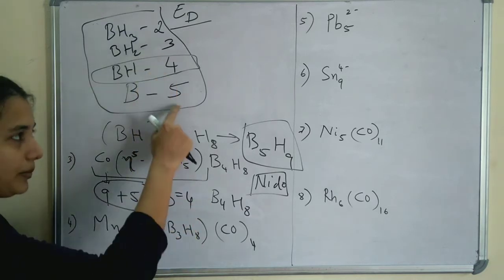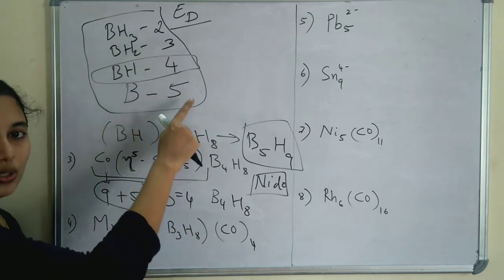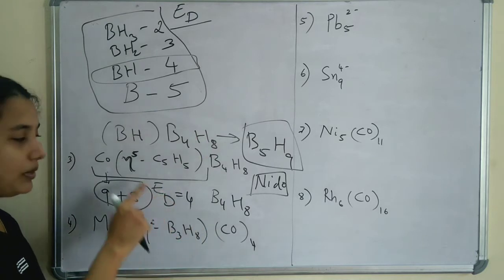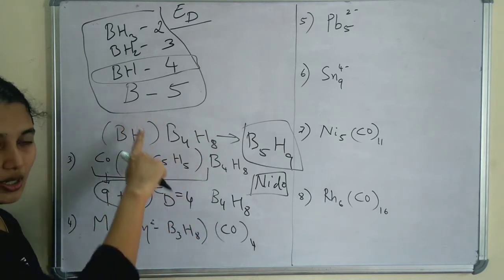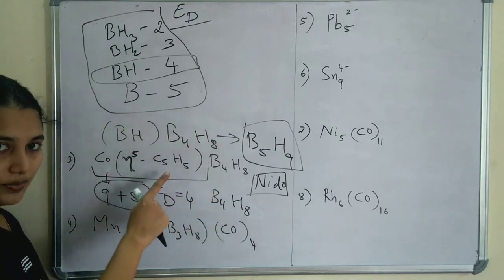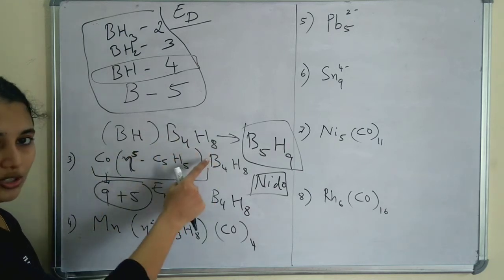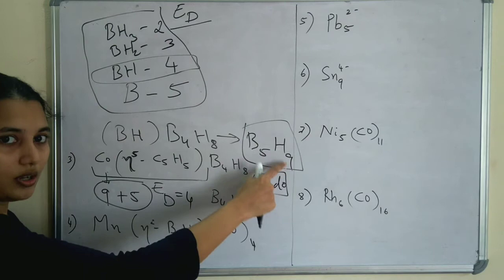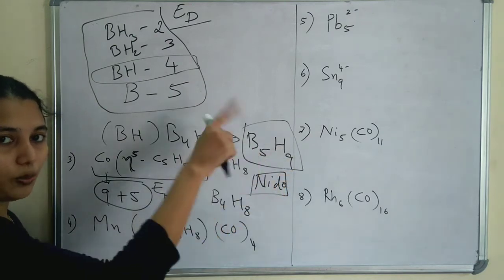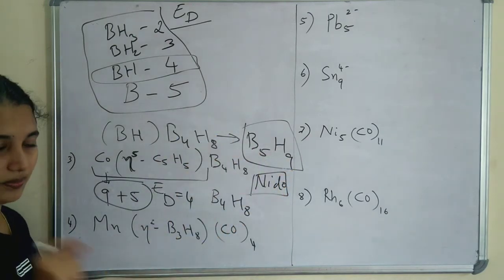In the table, BH has electron deficiency 4, so we can replace this atom by BH. Adding the boron atom and hydrogen atom to B4H8, we get B5H9. 5 plus 4 is 9, so n plus 4 means nido structure.